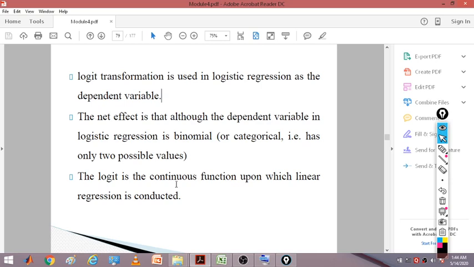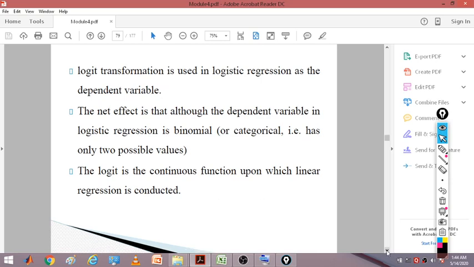Okay, so logit is a continuous function upon which linear regression is conducted, so that linear regression is easy to form an equation and predict the future values. So we take that output variable, which is continuous in nature in terms of your linear regression, by making the transformation on the dependent variable in terms of applying the logarithm. So that we are calling it a logit. Okay, so that our calculations become easier.